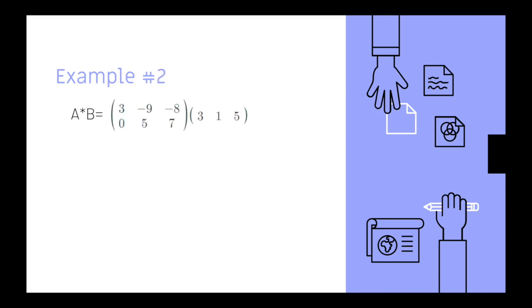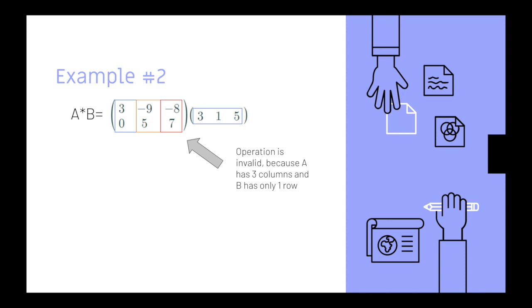Now, to move on to our second example, we're going to multiply a 2 by 3 matrix by a 1 by 3 matrix. First, we check if the operation is valid. Here we see that A has 3 columns, but B only has 1 row, which makes the operation invalid. Since the operation is invalid, we are left with no solution. Okay, that is how you multiply matrices.